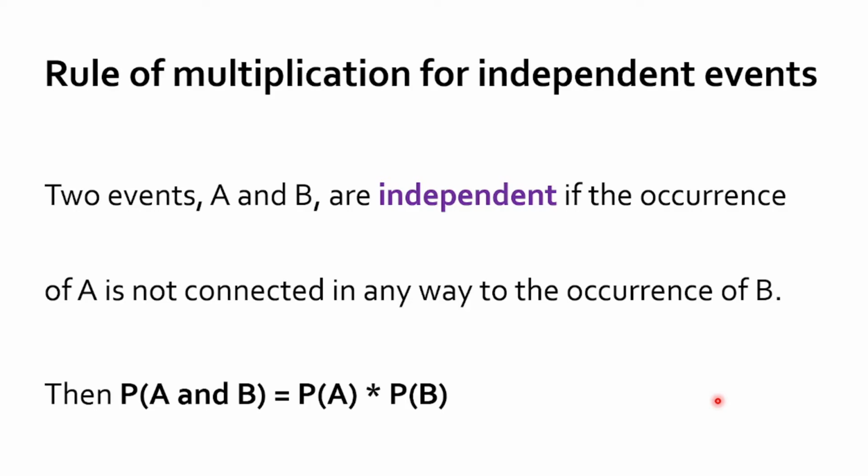Two events are independent if the occurrence of A is not connected in any way to the occurrence of B. Then P(A and B) is equal to P(A) times P(B).